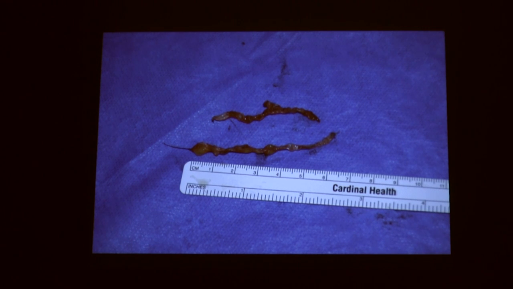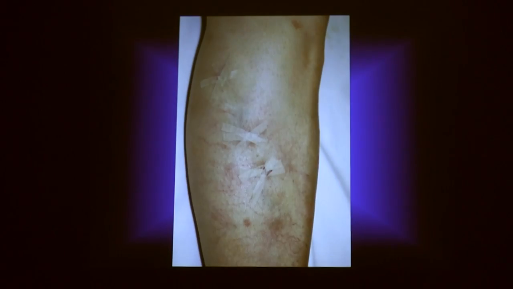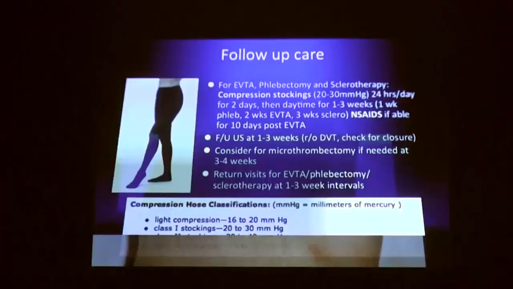And so I'm just going to finish up here and then I'll take any questions we have. Here are pieces of the vein that we pulled out. You see the little valves here? Those are the valves. And these are the teeny little holes that we leave you with. We put little steri strips on and you heal up beautifully and all is good.